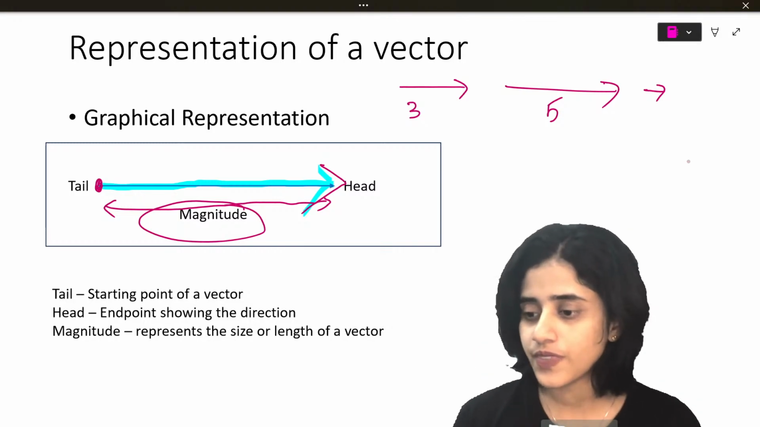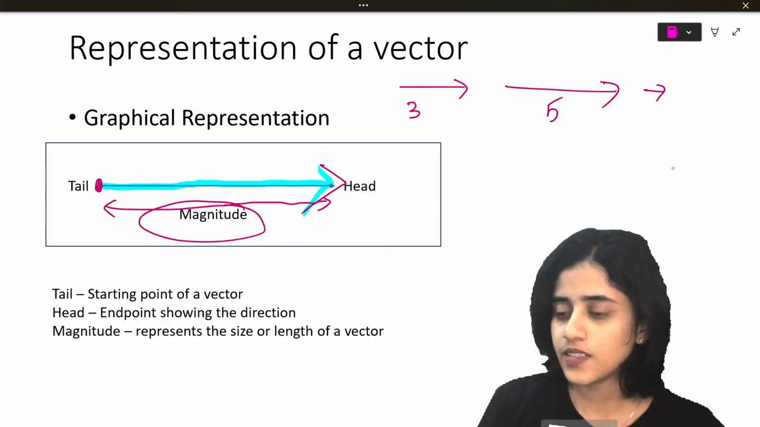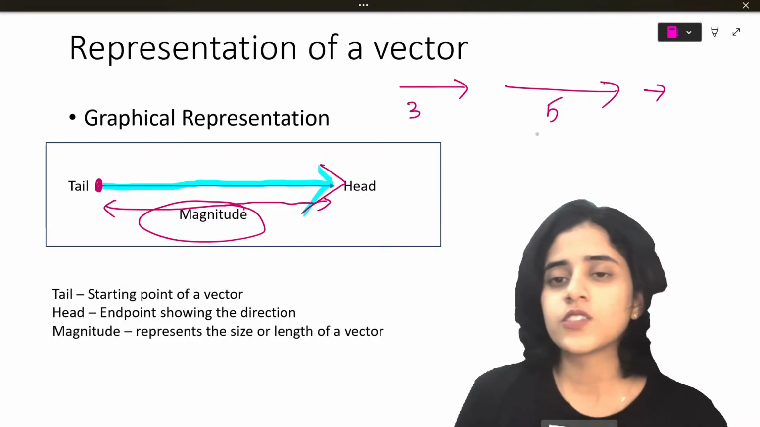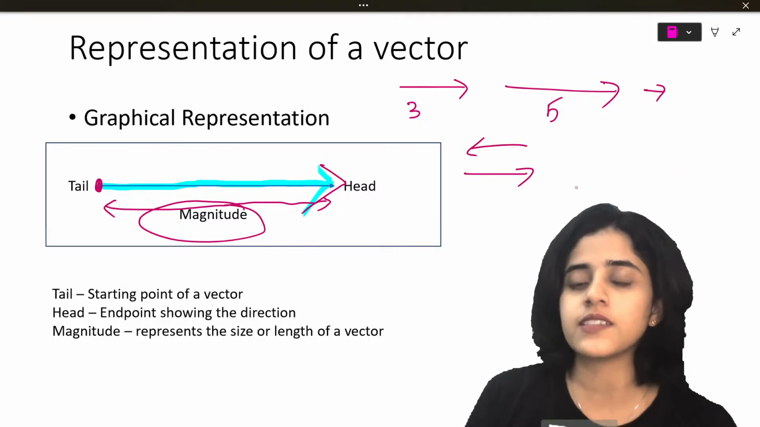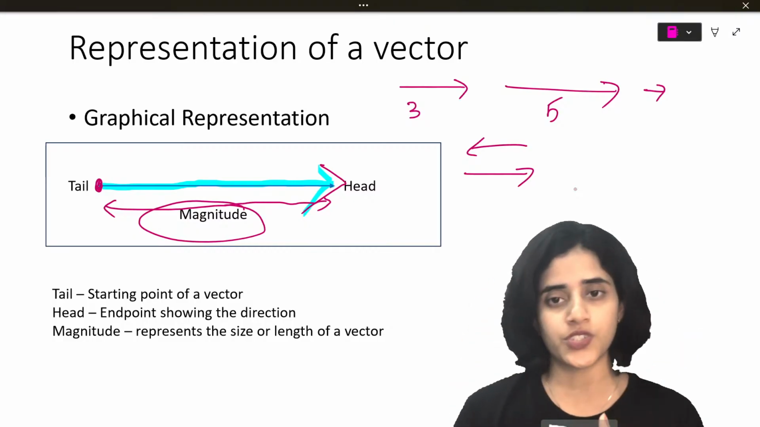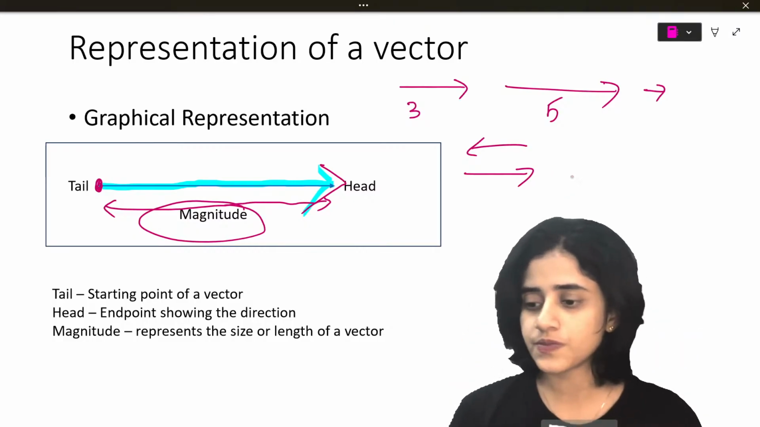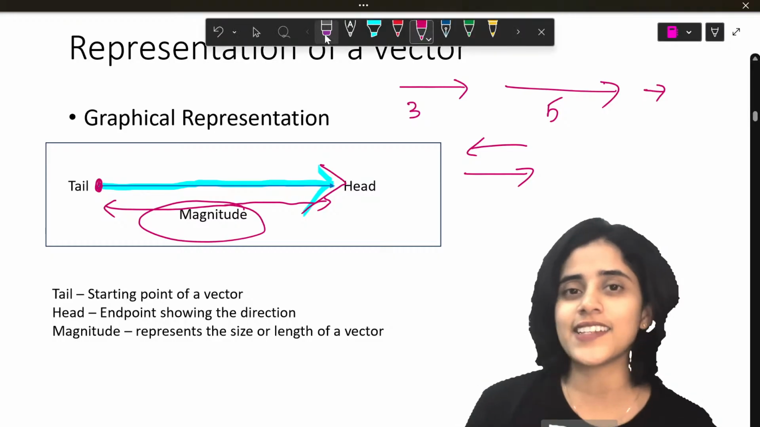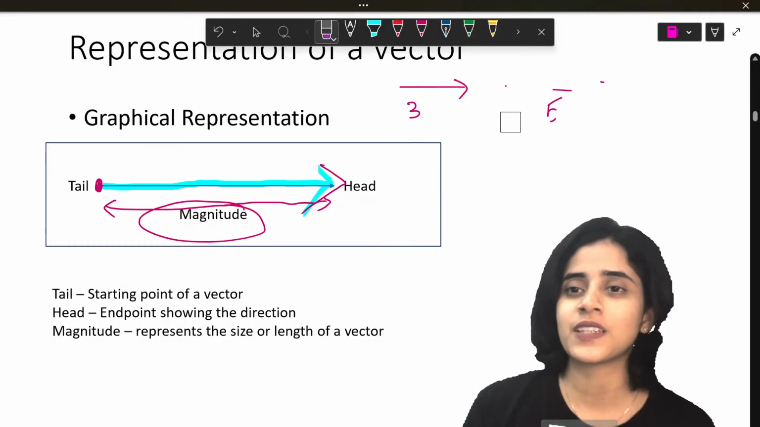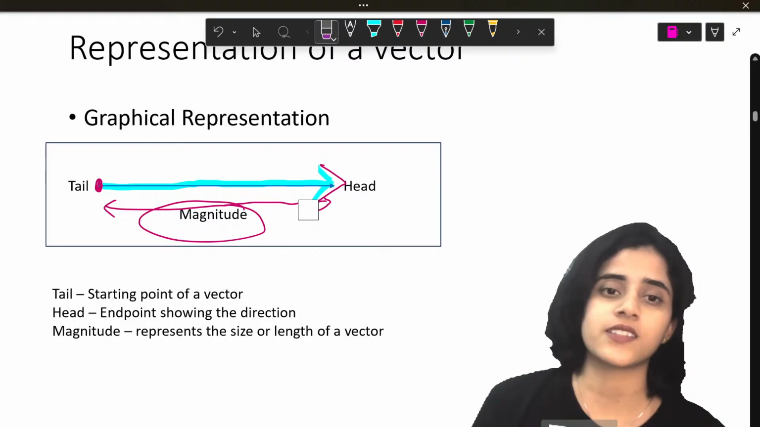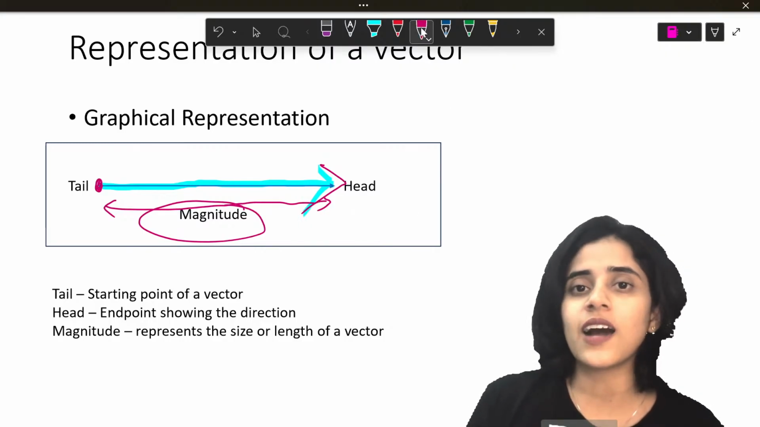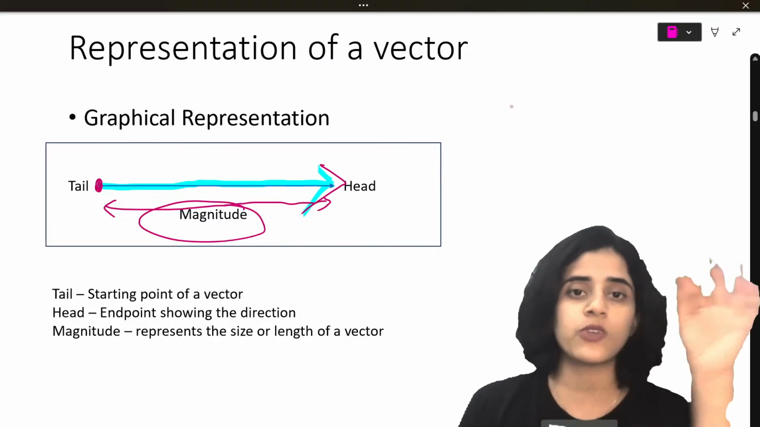Okay? Yes? So, these are two vectors in opposite directions. Yes, Rekha, it's 8. Very good. Rekha was adding the two vectors. Okay, so this is how you represent a vector graphically using an arrow.